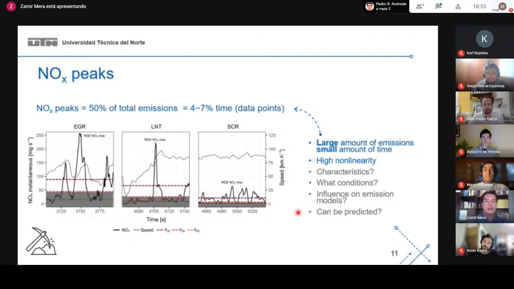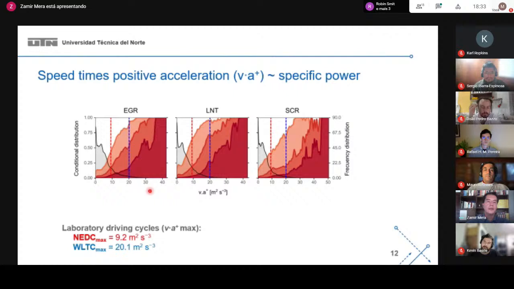We have here an example of the analysis of emission peaks. We can see in blue the limit for the WLTC cycle, and in red the limit for the NTC cycle. We have represented speed times positive acceleration, which is a good indicator of specific power. We have the conditional probabilities of those emission peaks appearing, and we see that the probability of emission peaks appearing at speed times acceleration values above those driving cycles is very high.